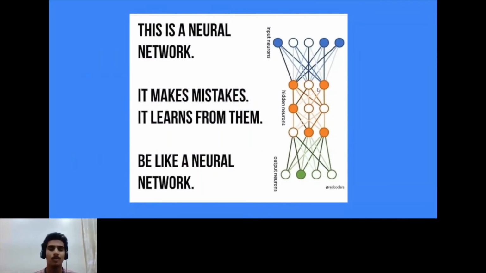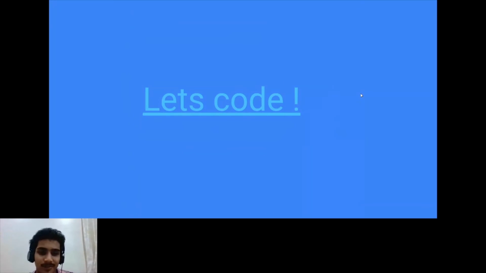Now the most important takeaway of this session is that this is a neural network. It makes mistakes and it learns from them.